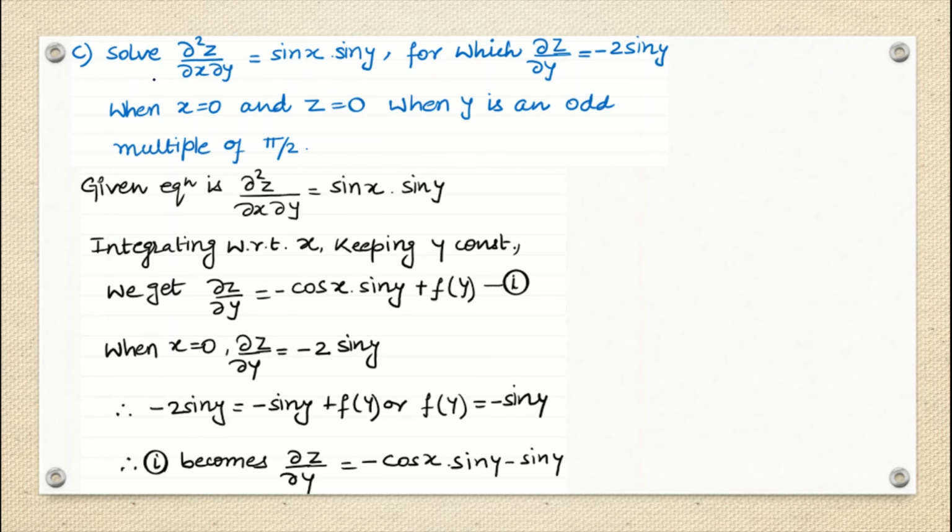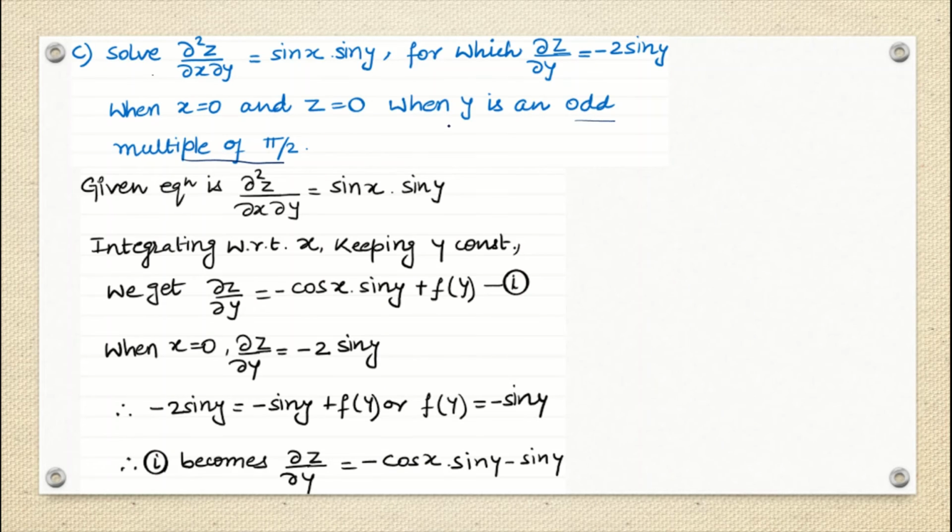Okay, fine. So now we are going to start the question. Here it's written: solve ∂²z/∂x∂y = sin x sin y, for which ∂z/∂y = -2 sin y when x = 0, and z = 0 when y is an odd multiple of π/2.